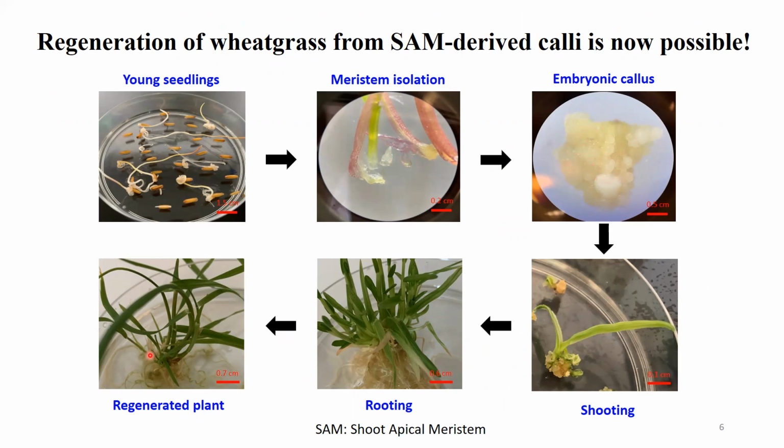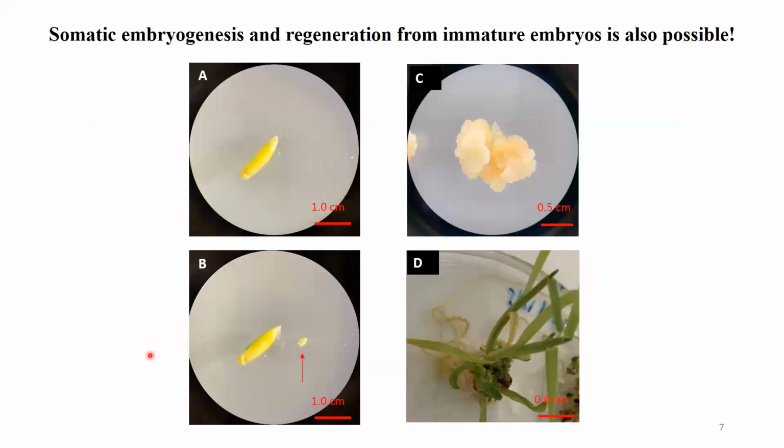In addition to using shoot apical meristems as explants, we also tried immature embryos. You can see these are immature seeds, and we separate the immature embryos from the seeds, and we induce embryonic callus from the immature embryos. And finally, we get regenerated plants with both shoots and roots. So now, wheatgrass is transformable.